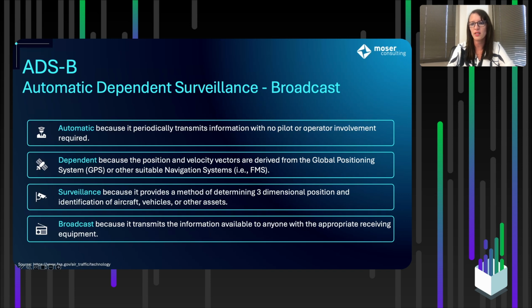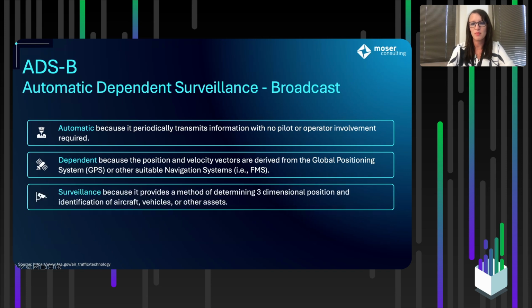Dependent because it depends on gathering data such as position and altitude from the plane's GPS and other systems. Surveillance because this information is used for surveillance, helping controllers and other pilots surveil and track airplanes in the sky. Broadcast because it transmits the information available to anyone with the appropriate receiving equipment.